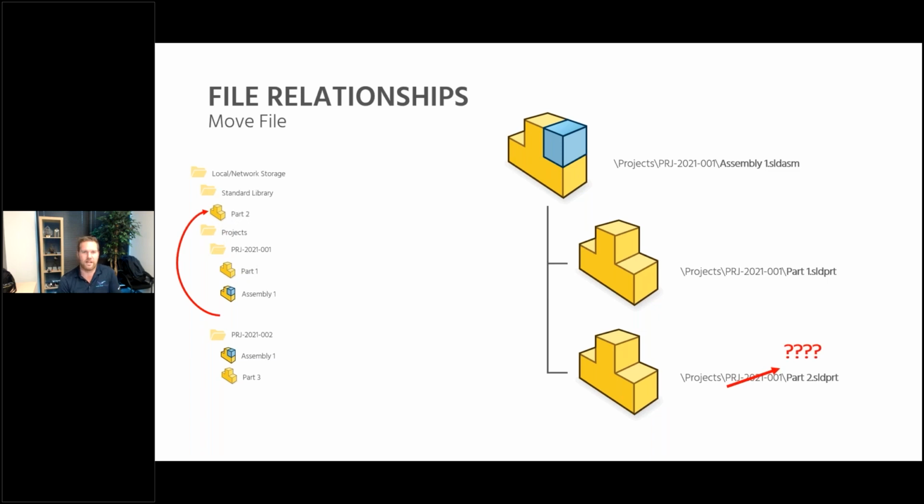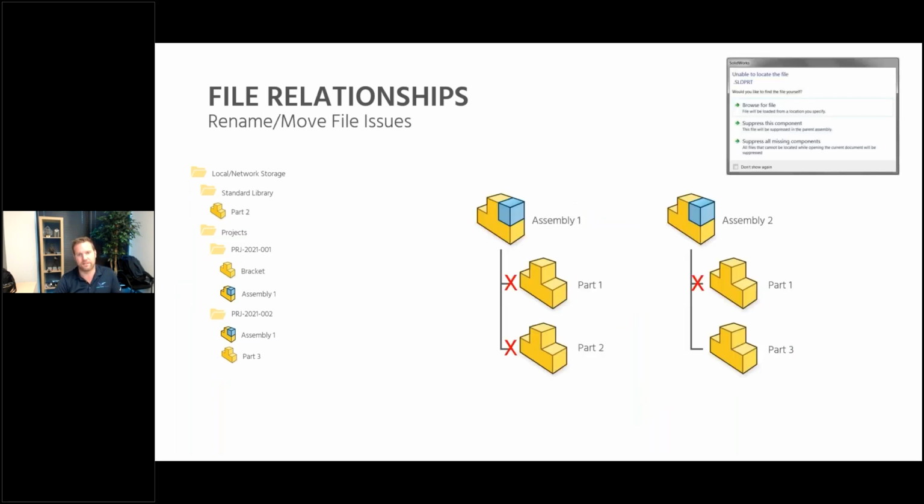And just like renaming the file from part 1 to bracket, this time, because it's looking at that full or extended file path, including the name, the part name didn't change, but the location did. So again, we're going to get prompted with that same message: this file cannot be found or unable to locate it. Would you like to browse for it? And we're going to have errors in our assembly the next time that we open those up.